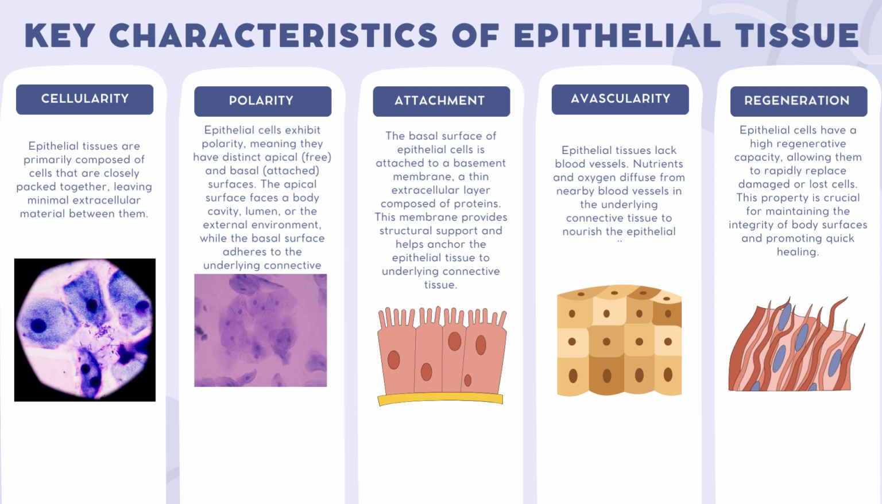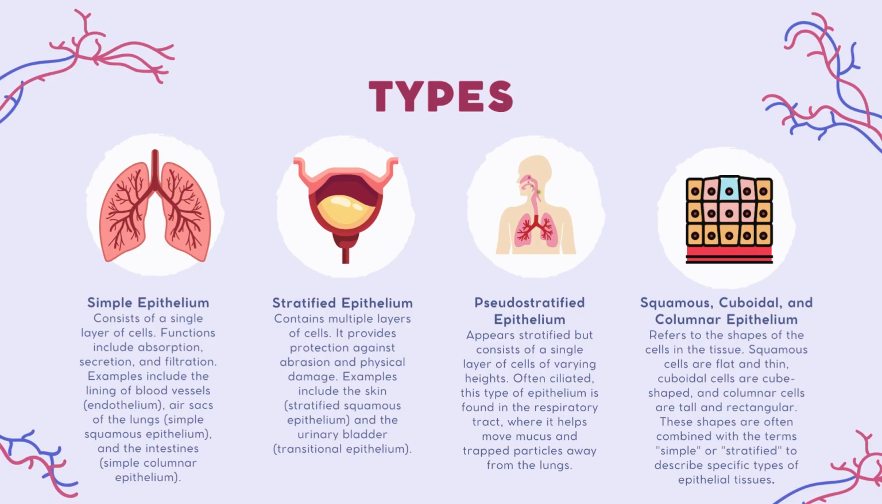Regeneration also is a characteristic of epithelial tissue. Epithelial cells have a high regenerative capacity, allowing them to rapidly replace damaged or lost cells. This is excellent when we cut ourselves. This property is crucial for maintaining the integrity of body structure and promoting quick healing. Quick healing. Very important. That's what we want.